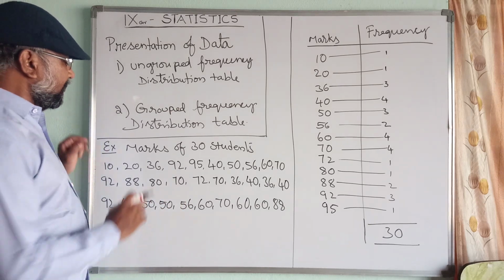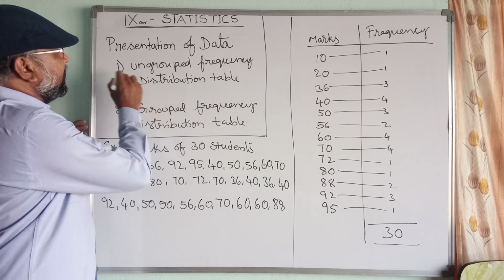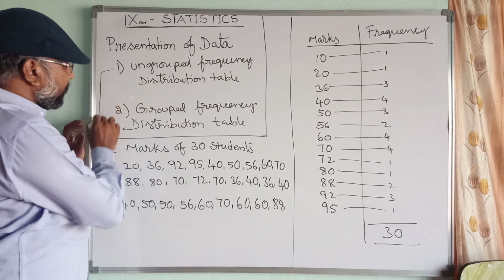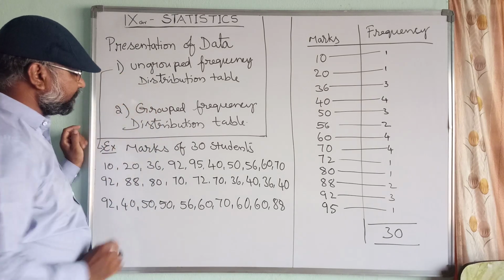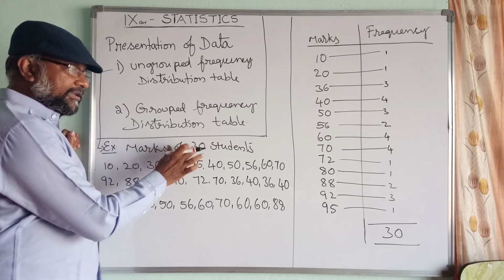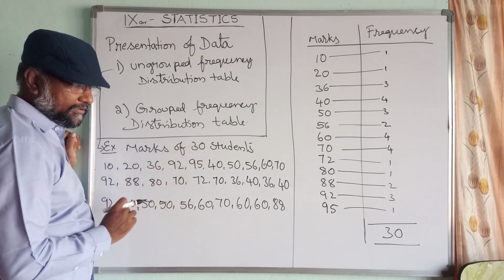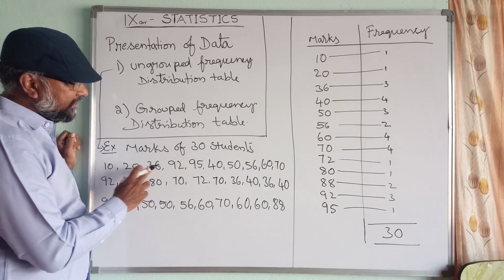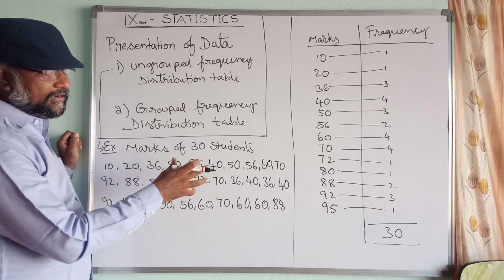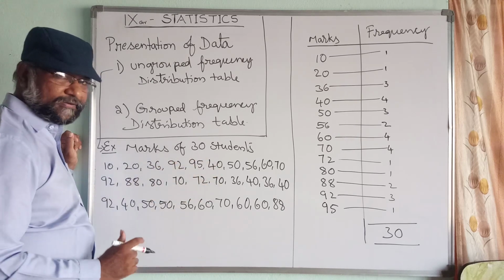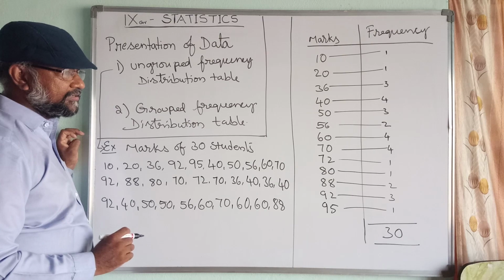Now, we have an example to understand the ungrouped frequency distribution. Here there are 30 students and their marks: 10, 20, 36, 92, 95, like that. We have 30 marks for the 30 students.